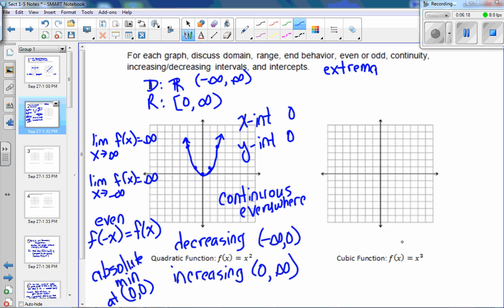I'm going to leave the rest of the information for you to do, but we'll just talk about the parent graphs. For the cubic function, and you should be able to picture what that looks like, it passes through 0, 0. If you cube a 1, you get 1, and if you cube a 2, you get 8. And if you cube a negative 1, you get negative 1. If you cube a negative 2, you get negative 8. So we end up with this function. All right? And you'll be able to go ahead and add all that other information, please.